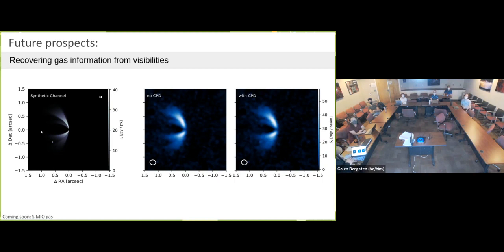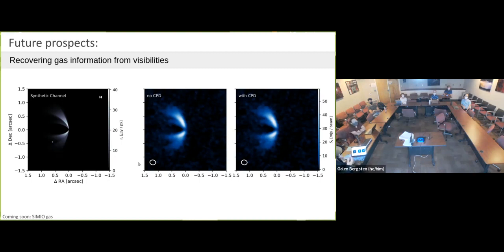Here I'm showing you a synthetic observation of a single channel where I was just trying to see if I could recover a CPD emission. And you can see that the CPD that I used in this synthetic channel is quite bright. Actually, it's as bright as the brightest part of the main disk.